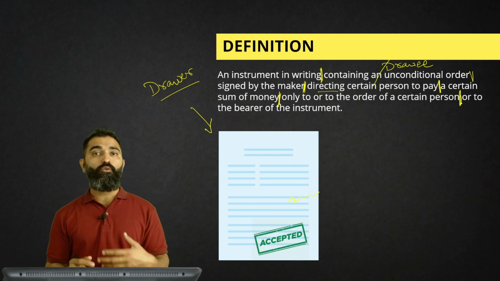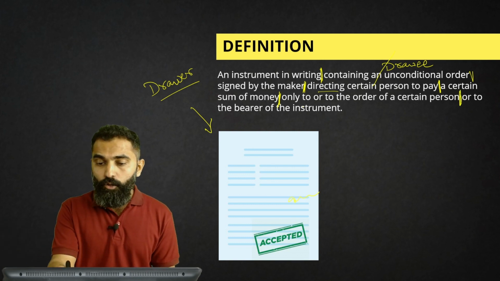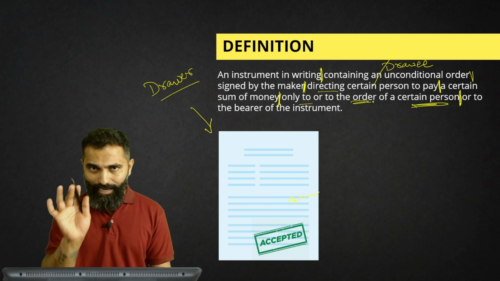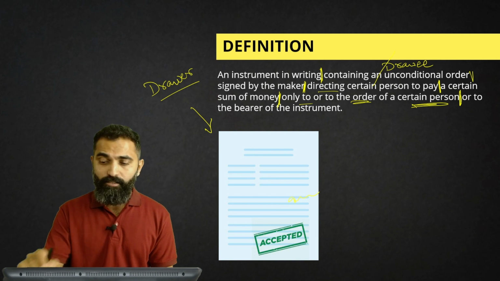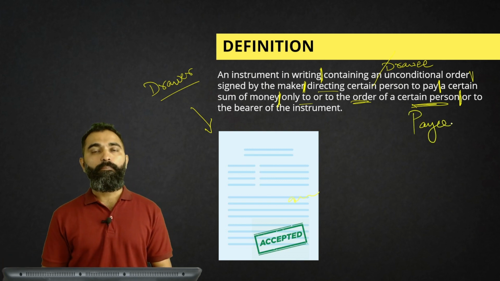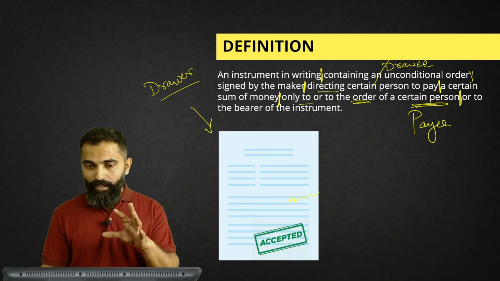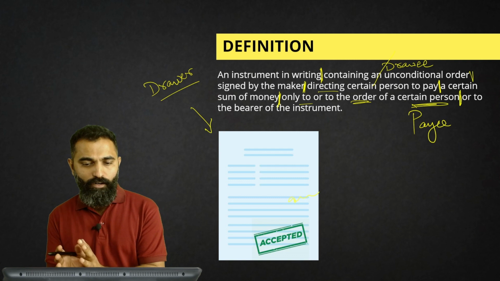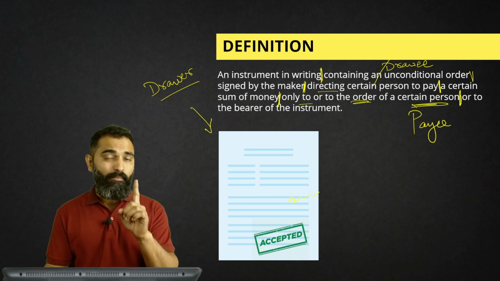Payment किसको करना है? Who is to be paid? To that person or to his order. That means, पहली बात तो यहाँ third person आ गया. Who is this third person? Payee. So once again, instrument in writing, okay, containing an unconditional order, signed by the maker in a drawer.